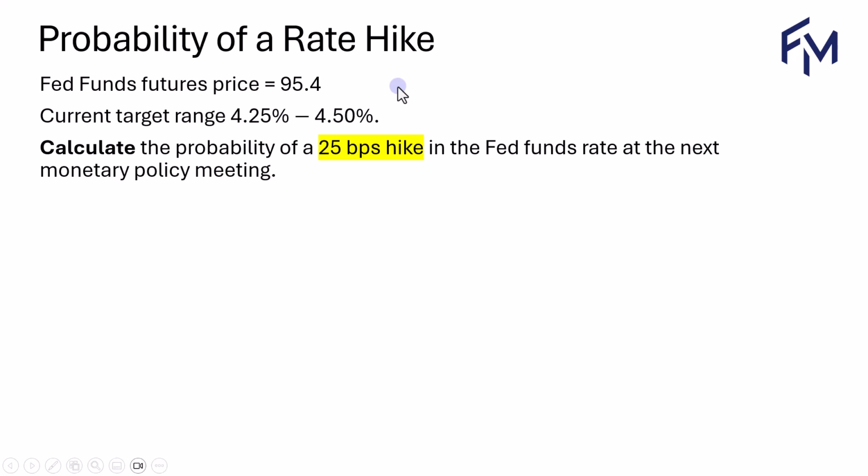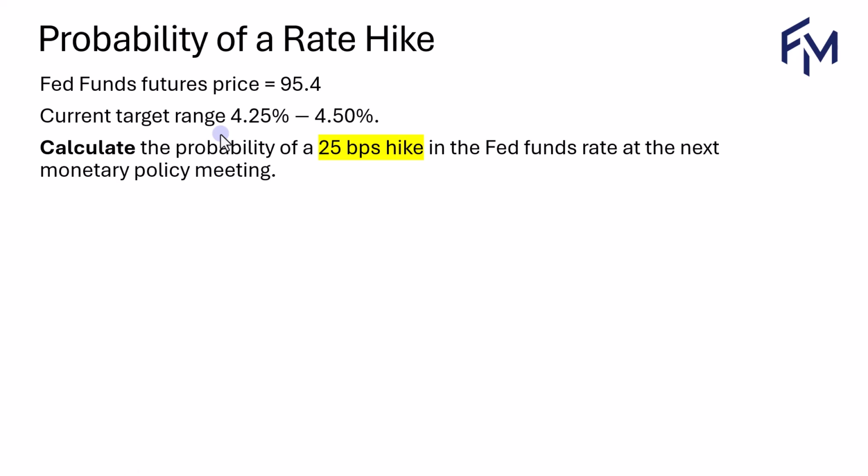In this video, we'll walk through the calculation of the probability of a rate hike in the Fed funds rate, and then we'll look at the probability of a rate cut. So let's say in our first scenario, the Fed funds futures price is 95.4. The current target range is 4.25% to 4.5%. Now, we'll calculate the probability of a 25 basis point hike in the Fed funds rate at the next monetary policy meeting.